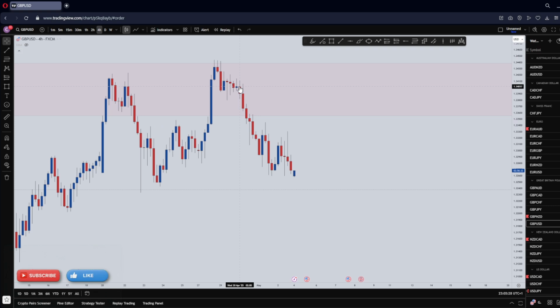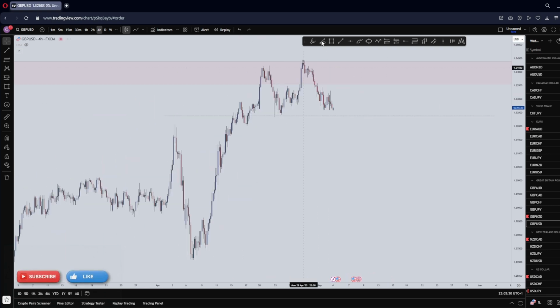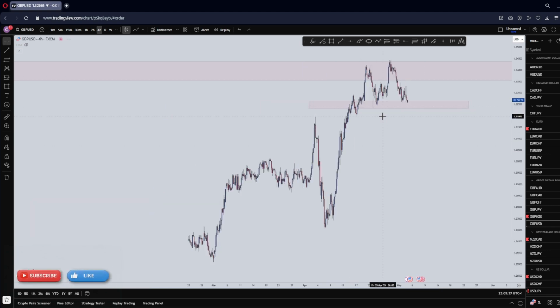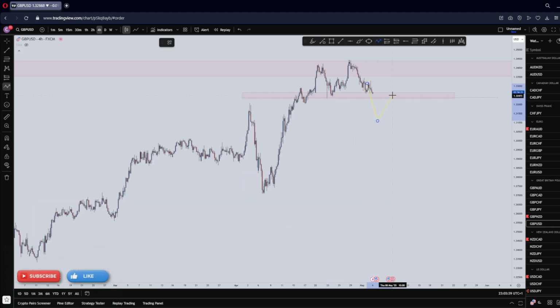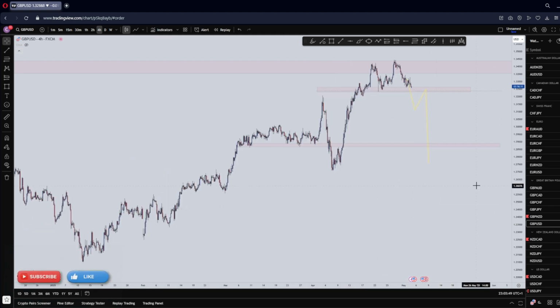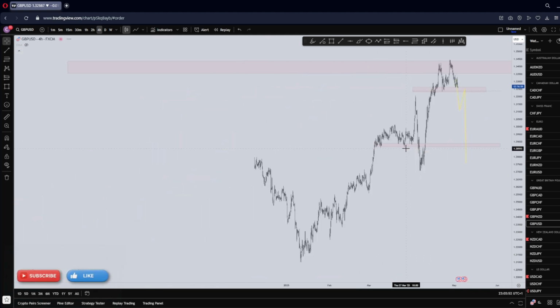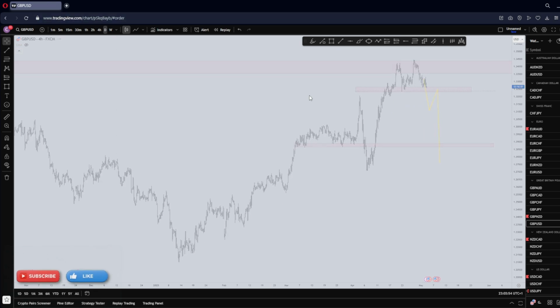Let's go to the 4-hour time frame. For me, this becomes incredibly interesting. If price breaks this level, there's a high possibility that price will at least test some of these lower levels. So it's something to look out for. It's something to really look out for.